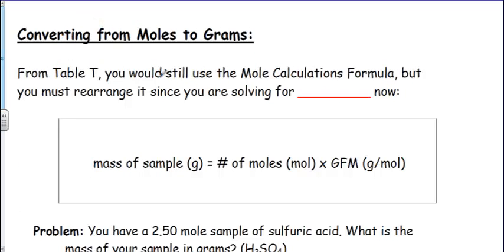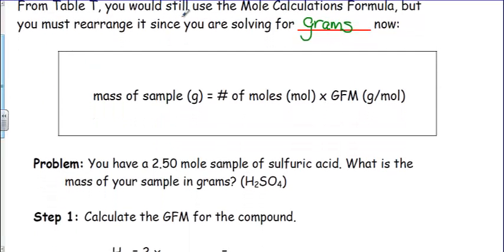Okay, so now we're going to go backwards, and so we do the opposite operation. Since we just divided to get our moles, now we have to multiply to get to grams. So from table T, you're going to use the same formula, but you must rearrange it since you are solving for grams now. All right, so this now, you just rearrange the formula now, so you'll get your mass of your sample, which we are solving for. That's your X, is going to equal the number of moles times the GFM. So like I said, we're always going to have to figure out the GFM.